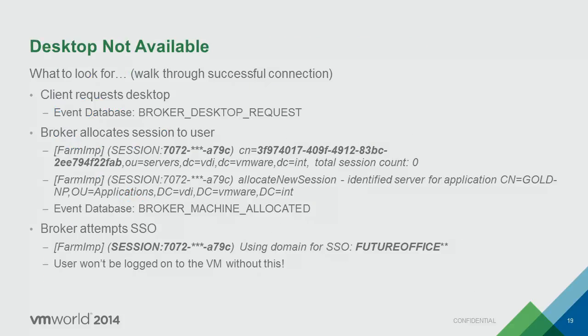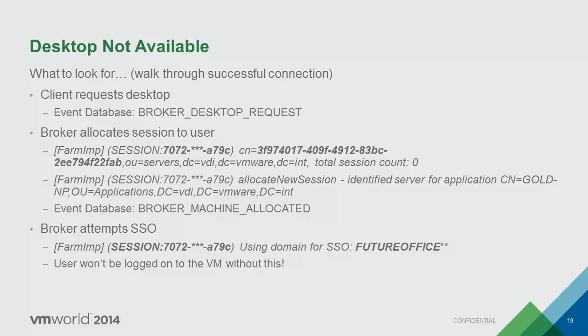So, other messages that you can look for when desktops are not available. When you actually request a desktop, when the broker is requesting over here, you see this message in the event database. You can see a total session count here, right? We're allocating a new session for this particular farm implementation, which is essentially a pool, right? Another machine allocated event. When you start reading through the logs and getting a sense of a lot of these keywords, you can really enhance your troubleshooting speed, right?